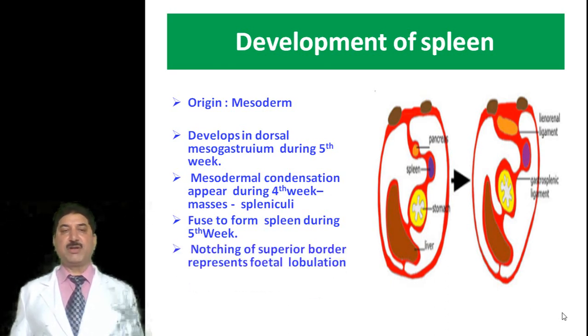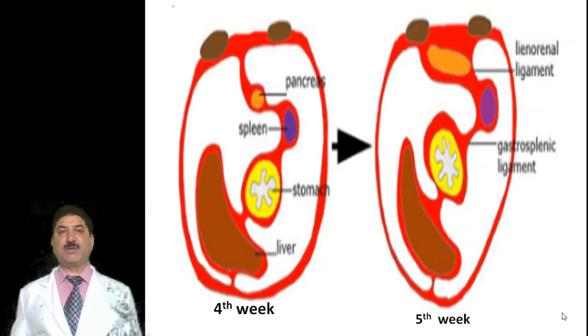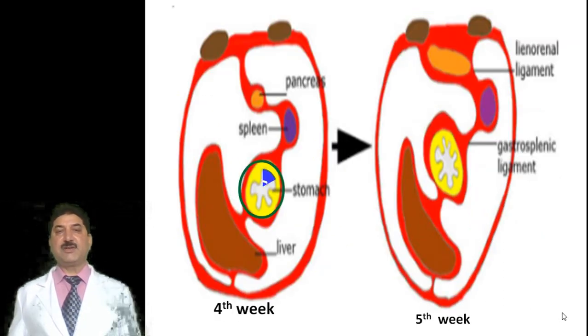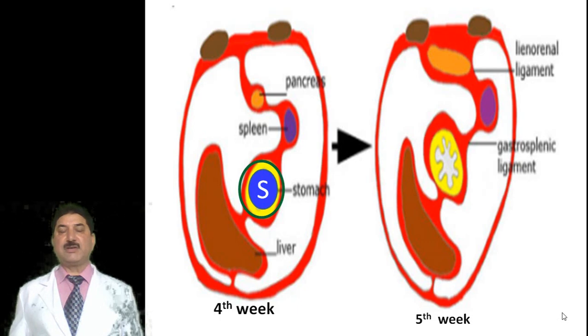Notching of superior border represents fetal lobulation of spleen, as shown in this animation. Stomach develops in mesogastrium and divides it into ventral and dorsal mesogastrium.